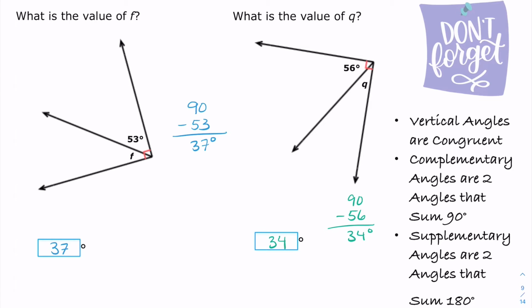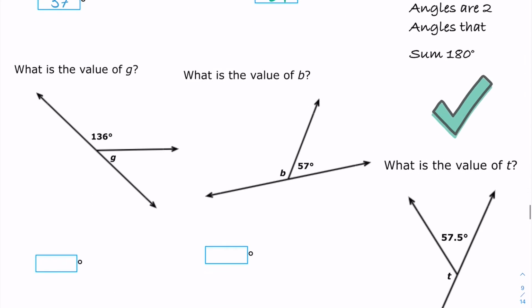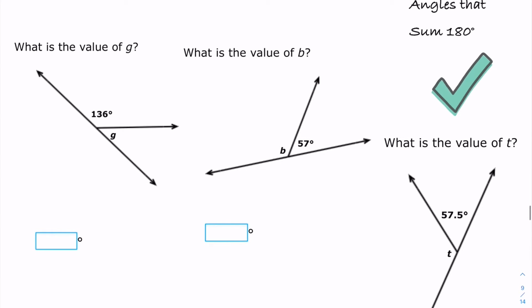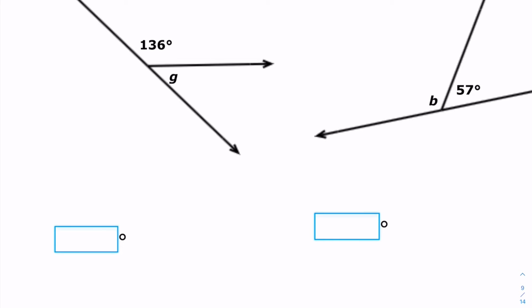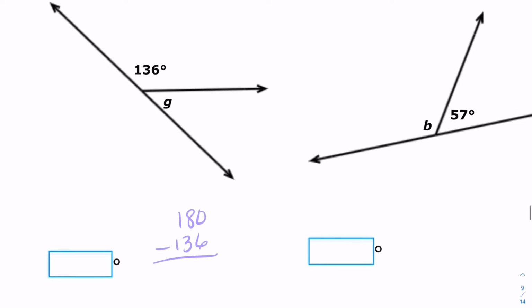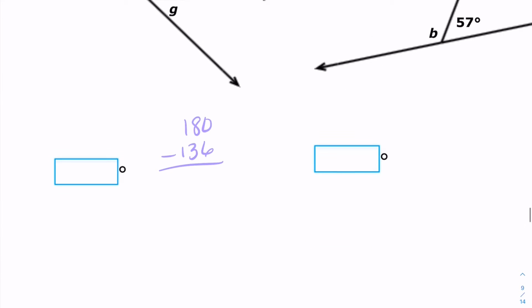All right. The next ones, all three of these on this page are supplementary, actually. So supplementary ones add up to 180. Because these two add up to 180 degrees, if I take away 136 from 180, I will find out what is left over, what is missing for angle G. So 180 minus 136 is 44 degrees.